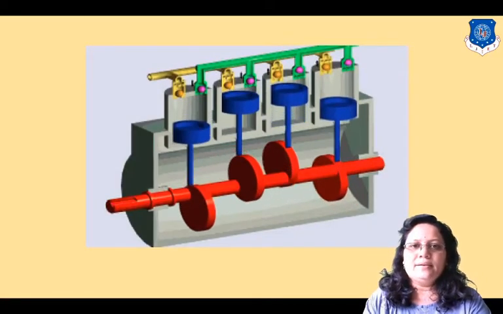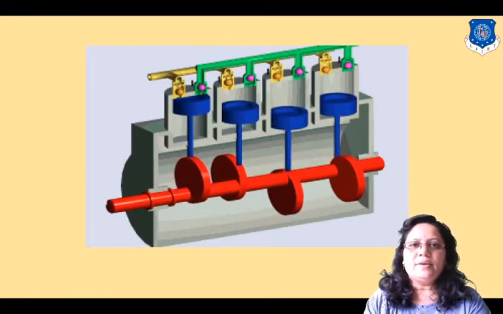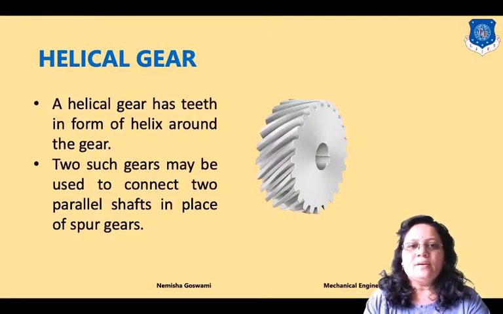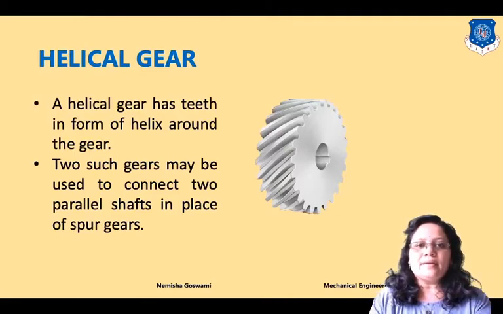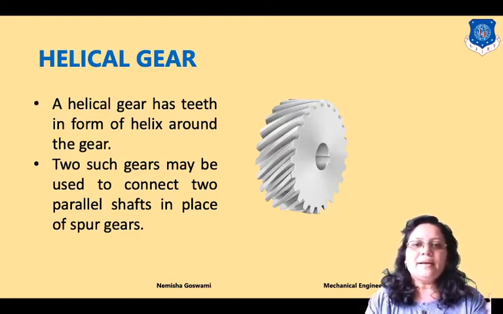In this lecture, we will discuss the basics of helical gears and understand the designing procedure of a helical gear by using one numerical example. So first of all, what is a helical gear? You can see in this diagram that the teeth are not parallel to the axis of the shaft. The teeth are at some inclination, at some angle with respect to the axis of the shaft. These types of gears are known as helical gears.